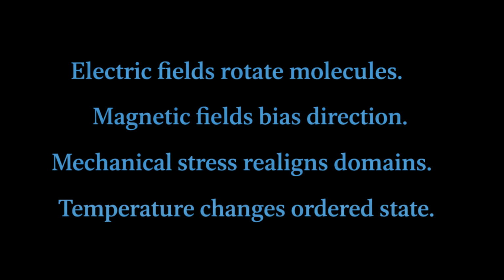Magnetic fields can also bias their direction. Mechanical stress can shear or realign domains. And temperature can shift the material from one ordered state to another. Many liquid crystals are birefringent, so light behaves differently depending on how it travels through the aligned structure. Small shifts in orientation can create big optical changes.